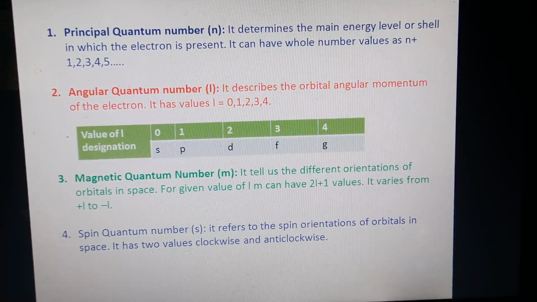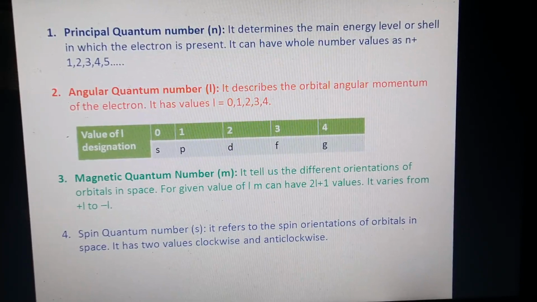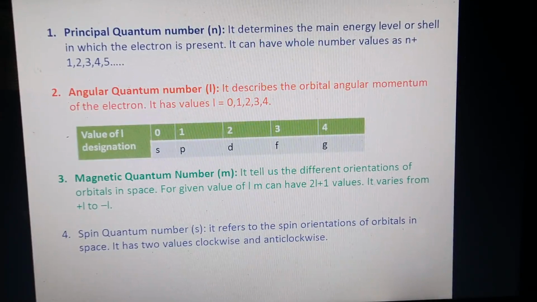The second one is the angular quantum number. For writing down the term symbol, this angular quantum number is very important, because by calculating the summation of L values, if it comes out to be 0, it belongs to the S term. If it comes out to be 1, it belongs to the P term. Similarly for 2, 3 and 4, it belongs to the D, F and G terms.